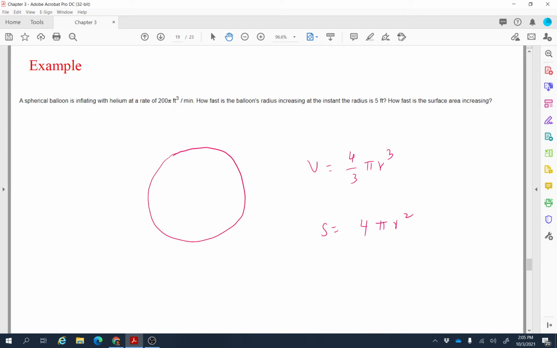To solve this problem, first of all, we have to know the formula. If you have a balloon like this, a spherical balloon, then the volume of this spherical balloon can be found by using this formula, V equals 4 over 3 times pi r cubed. And the surface area of this spherical balloon can be found by using 4 times pi times r squared.